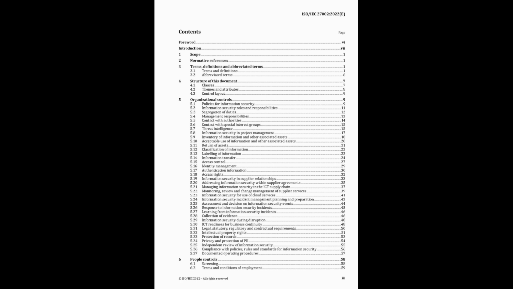Which leads nicely into 5.13, labeling of information, making the classification visible. Exactly. Once classified, you need to label it according to that scheme. What's the point of the label itself? Just making it look official? It's about facilitating consistent handling. The label is a clear indicator of the sensitivity and any handling restrictions. It raises awareness. So you need procedures for how to label things.